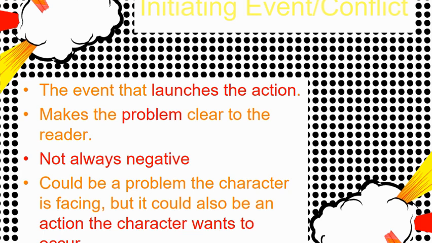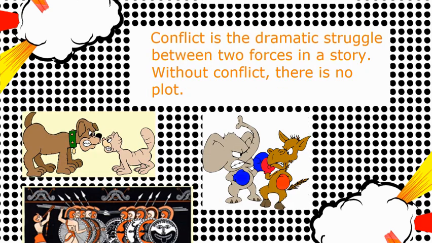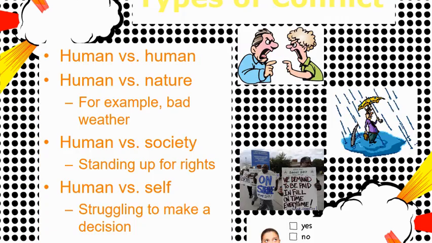Sometimes it could just be that the character wants an action to occur. So for example, if I'm writing a story about a little girl who wants a puppy, that could be the action that she wants to occur, and that would be the conflict in the story. There are different types of conflict, but conflict is always going to be the dramatic struggle between two forces in the story. If we don't have conflict, we don't have plot. And we need a conflict in order to get the story going.